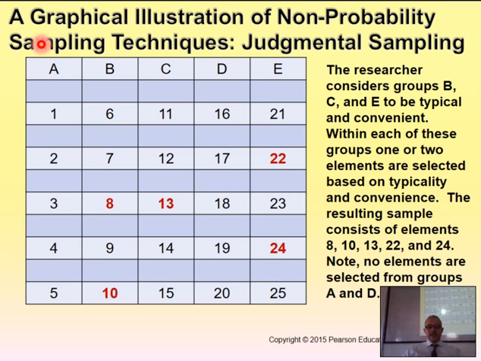And the next is a graphical illustration. This is judgmental. The researcher considers groups B, C, and E to be typical and convenient. Within each of these groups, 1 or 2 elements are selected based on typicality and convenience. The resulting sample will consist of elements like 8, 10, 13, 22, and 24. Note, no elements are selected from A and D.